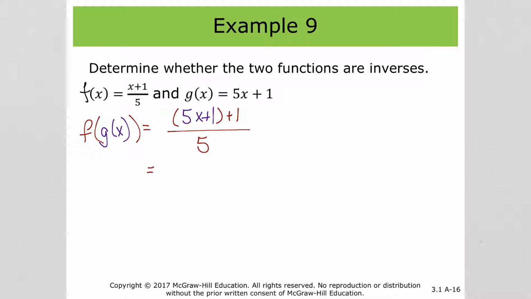So we've got 5x plus 1 plus 1, and those parentheses, there's nothing to distribute or anything, so we don't have to worry about them. So we've got 5x over 5, which is x. Okay, but we've got to test g of f of x also.